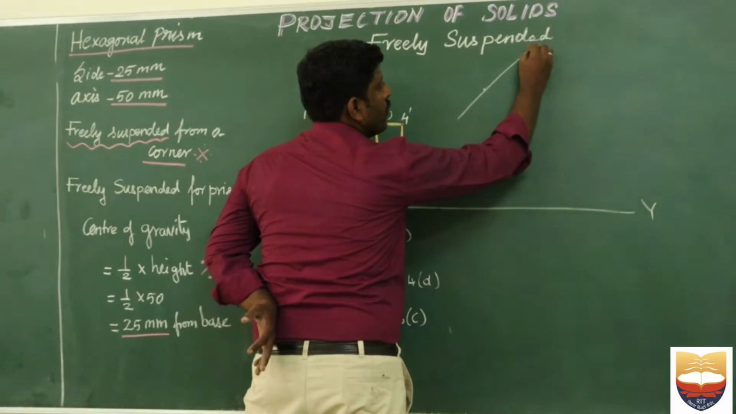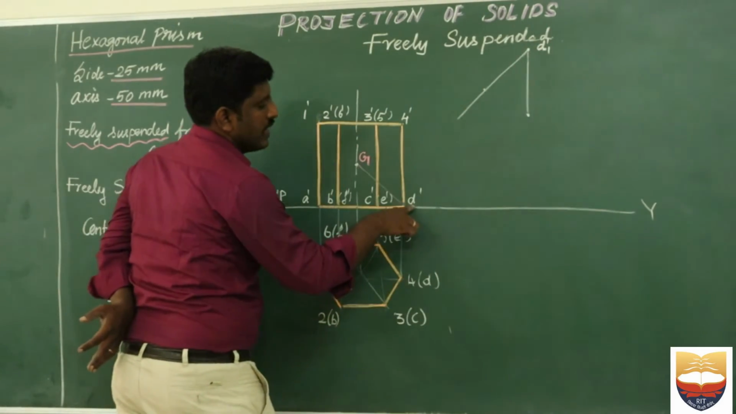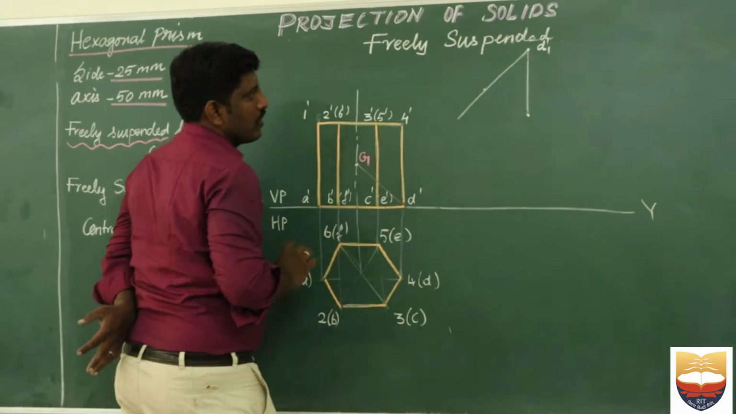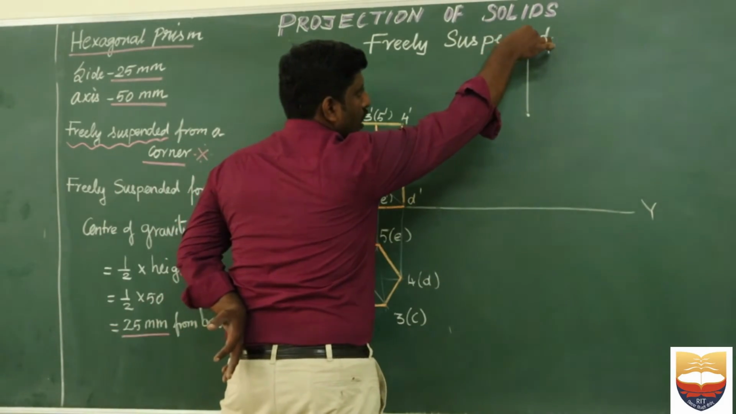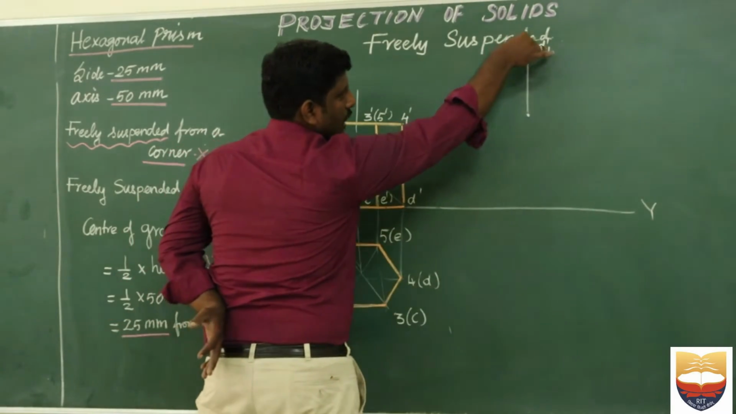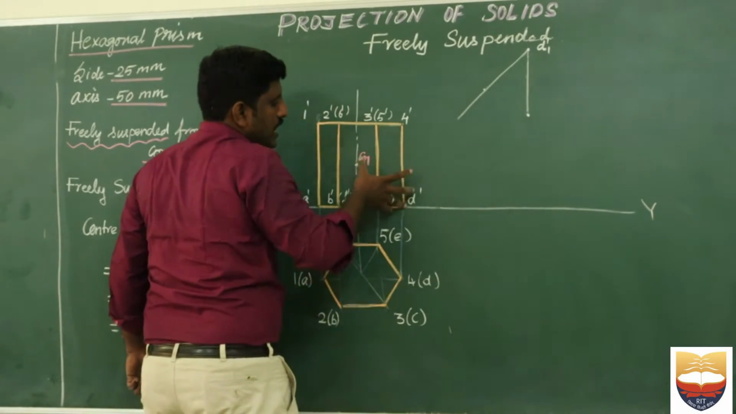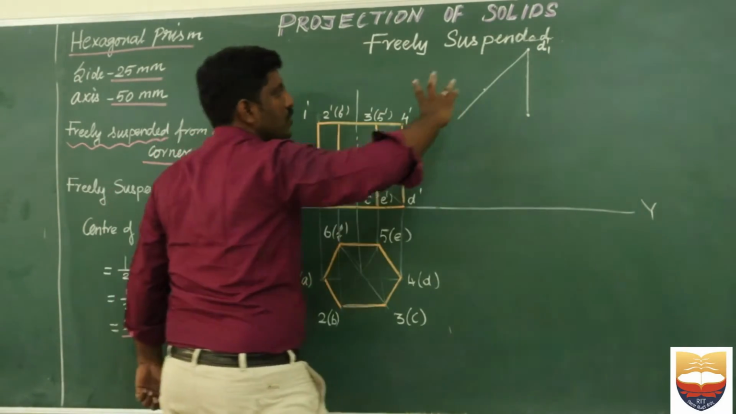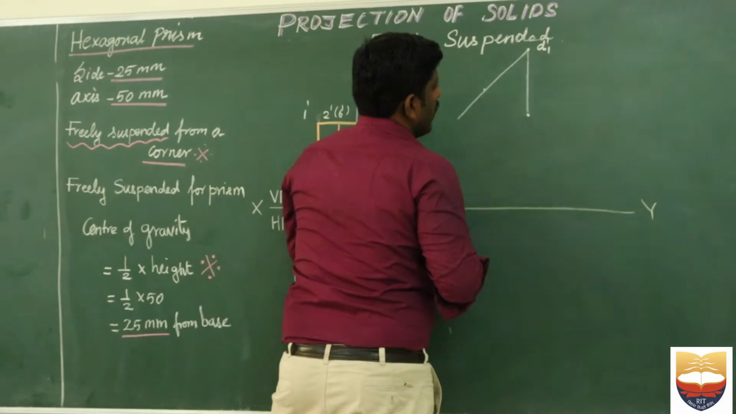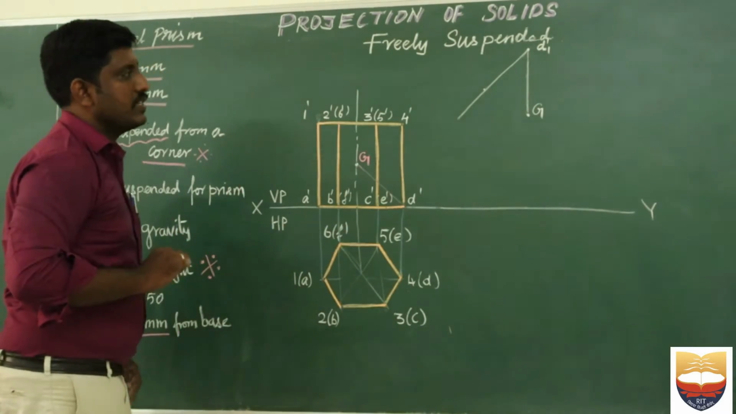I am going to fix one point, which is D1 dash. I repeat again, the same D dash is going to be fixed over there. Then I draw a line perpendicular to my reference line. Now you measure D to G, cut an arc, and I have found my G.